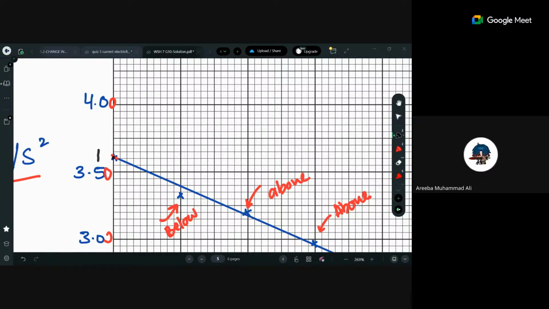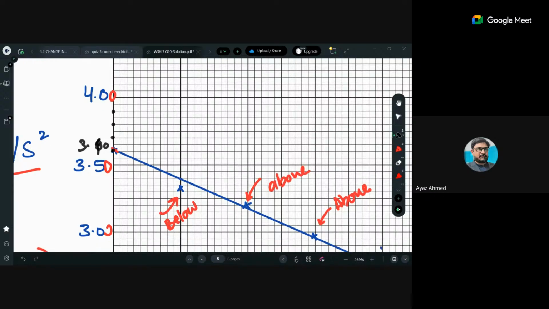Okay, I think it would be 3.5. Oh, yes, 3.5, 3.6, 3.7, 3.8, 3.9, and 4.0. Yes, it is 3.60. So this value is 3.60.